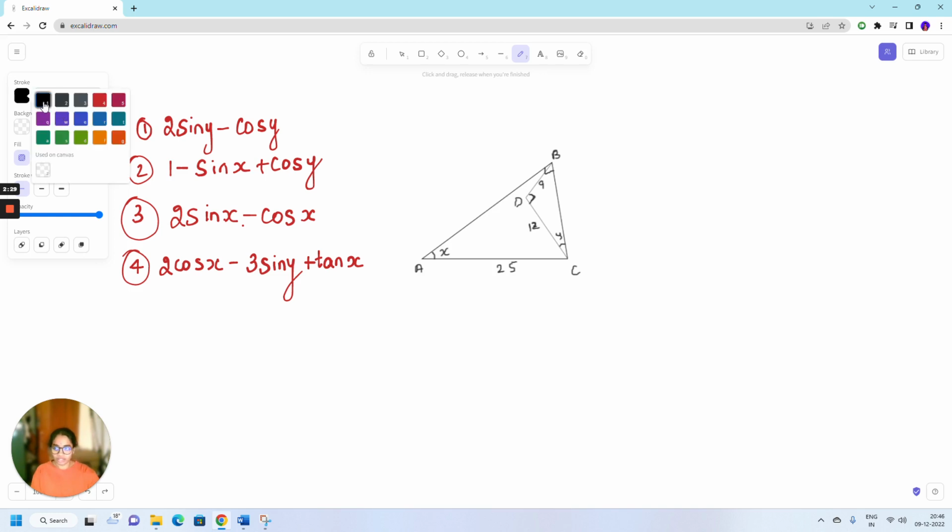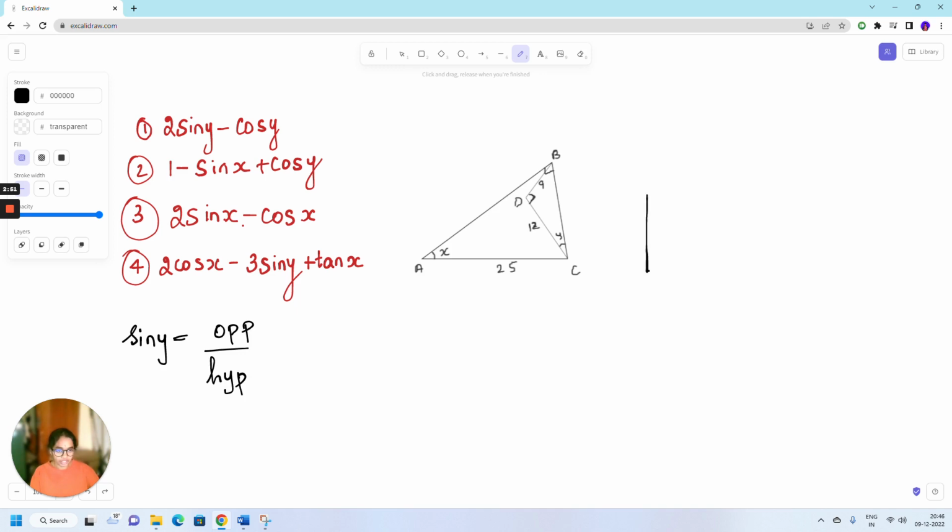First, let me write down sine Y. What is the formula for sine? It is opposite divided by hypotenuse. Now where is this angle Y? It is in the triangle BDC. Let me draw the triangle BDC. This is the triangle BDC. Angle D is the perpendicular, that is, the triangle is right angled at D.